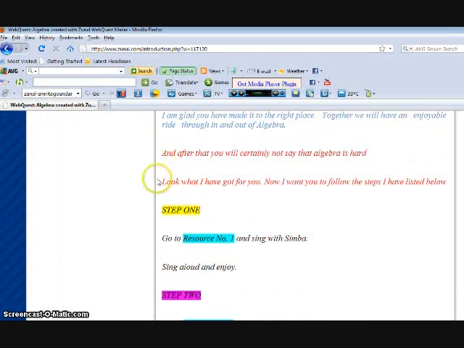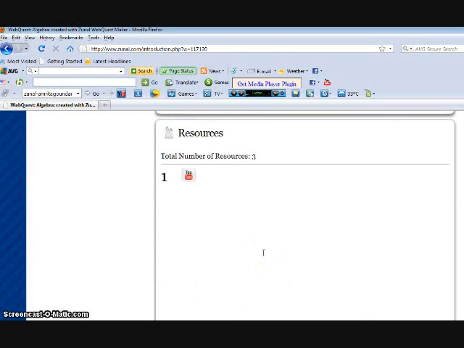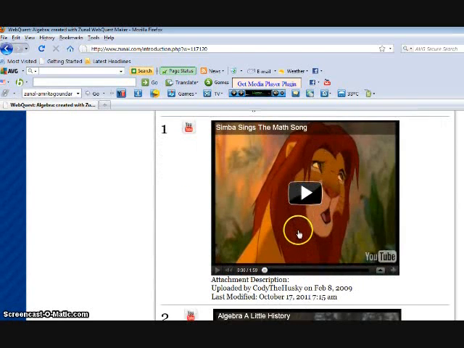In my introduction, I have included some resources. In order to make my introduction interesting, I have included resource number 1, which is a song that Simba sings in a cartoon. And the students must play on this and then sing aloud with Simba.